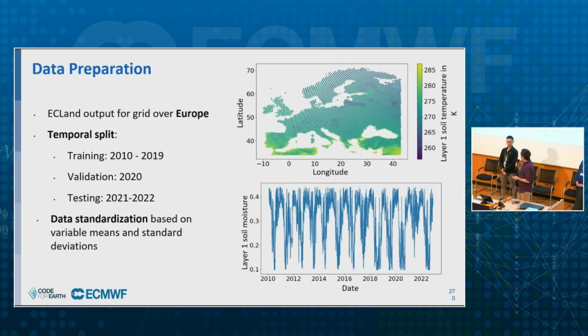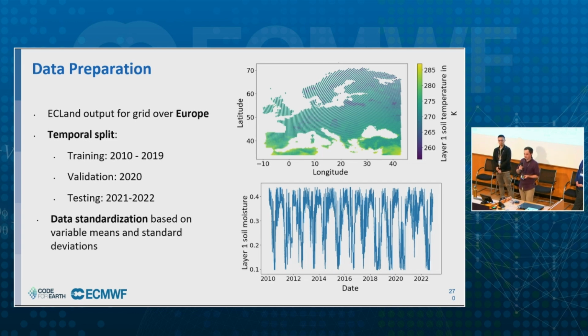Okay, so next I will talk a bit about data preparation, which I know for a machine learning audience is always not so interesting a part, but it actually was pretty crucial for us to take good care of this. So first of all, we have the EasyLand output for a grid over Europe. So this is a model run at a 6-hour interval from 2010 to 2022, which we divide into training, validation, and test set.